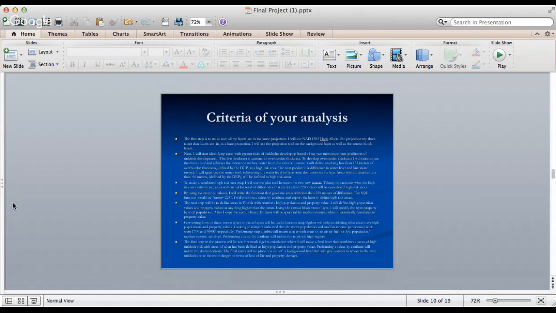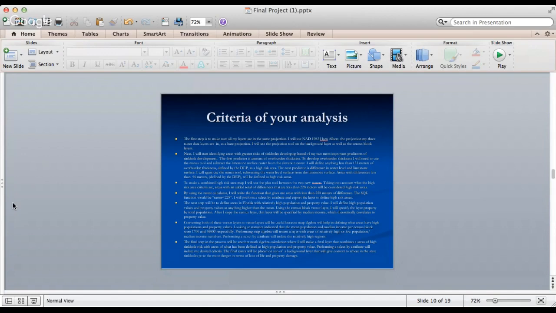Our next objective will be to define areas in Florida with relatively high populations and property values. I will define both of these values where they are anything higher than the mean, which I can find in statistics. To do this, I will actually need to copy the census block vector layer. On the first one, I will specify the layer property by total population, and the second one, I will specify it by median income, which in this case will correlate to property value.